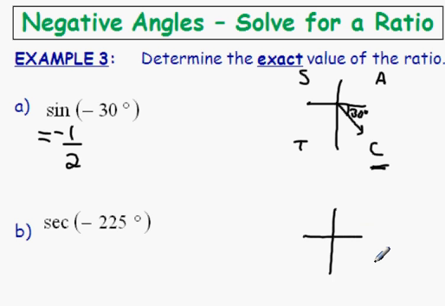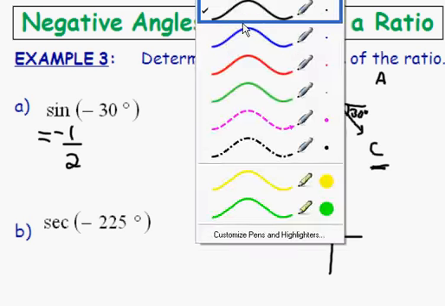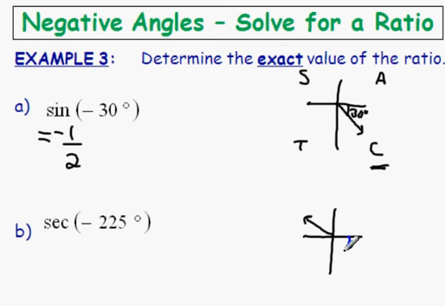For example B, we have secant of negative 225. The first thing we want to do is draw our terminal arm diagram. So where would negative 225 be? Negative 225 means we're coming from the x-axis clockwise around. So around 180, and then our extra bit here is 225. So this angle here is 225.